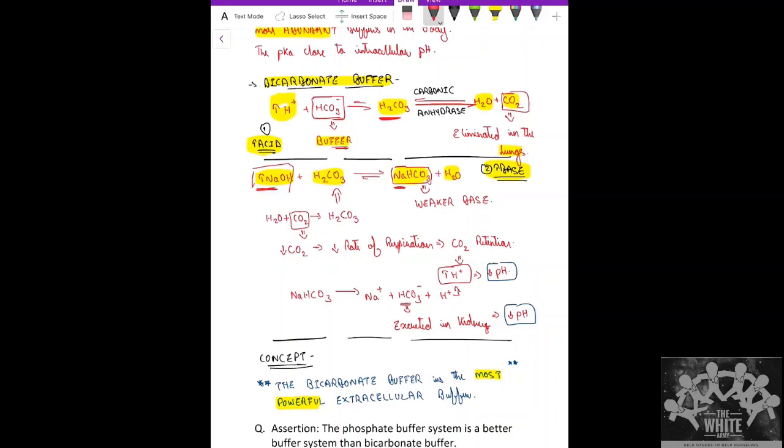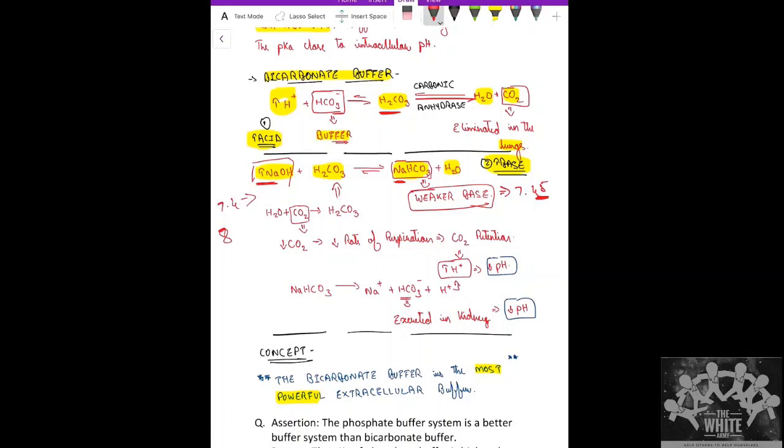So with a strong base, the increase in pH will be very high. But a very much weaker base like NaHCO3 is formed, so the increase in the pH will be very little. If NaOH can increase it from 7.4 to 7.8, this weaker base will just increase it to 7.45. This is the advantage of NaHCO3. This is how H2CO3 acts as a buffer in alkalemia.